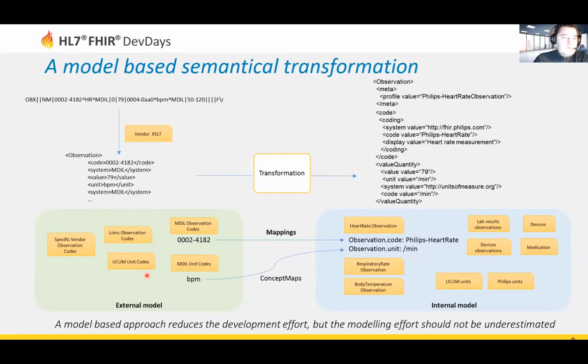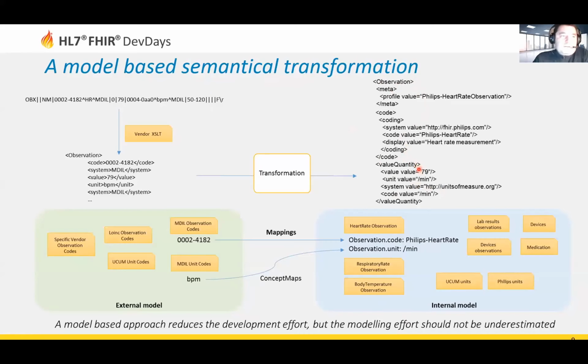So it will take the code for the heart rate in MDIL, and it will try to find the concept map to a Philips heart rate, and similarly for all the other codes. And then based on the codes it finds, it needs to look for a specific structure to create. In this case, we are looking for an observation, and it will create an observation with all the internal codes filled in.